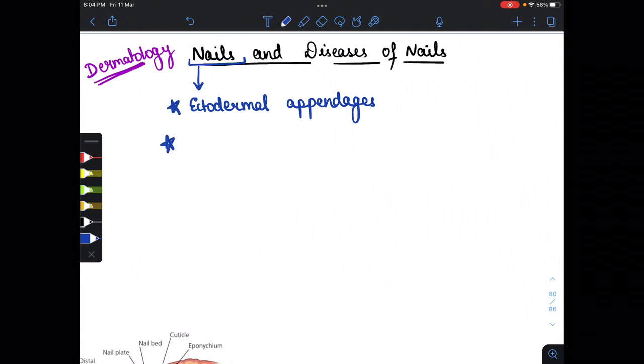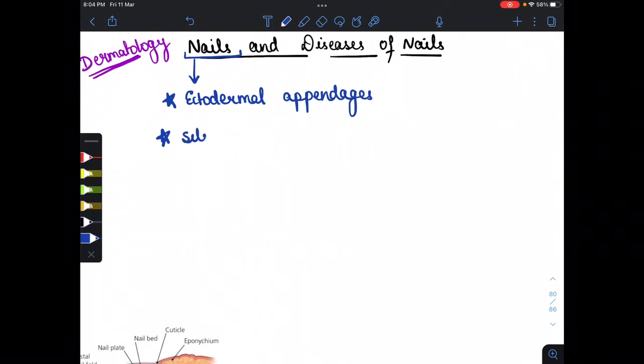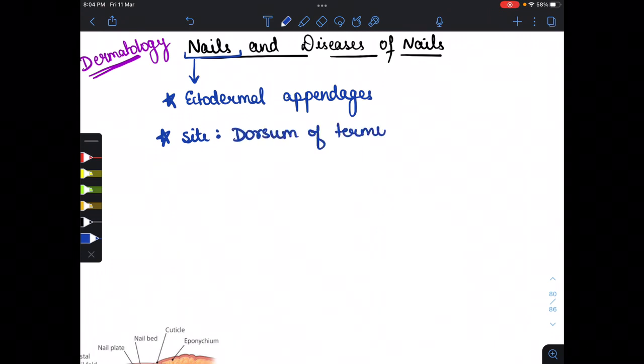And what is the site of the nails? As we all know, nails are on the dorsum side. So it is present on the dorsum side, in the fingers, in the phalanges, at the terminal end. So the site of the nails is the dorsum of the terminal phalanges.